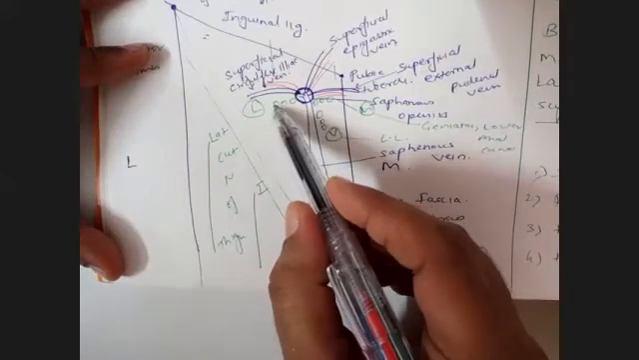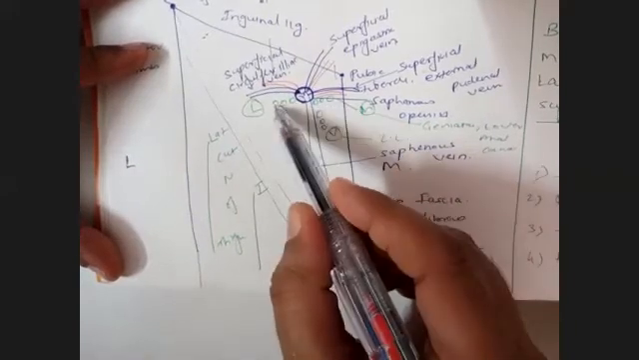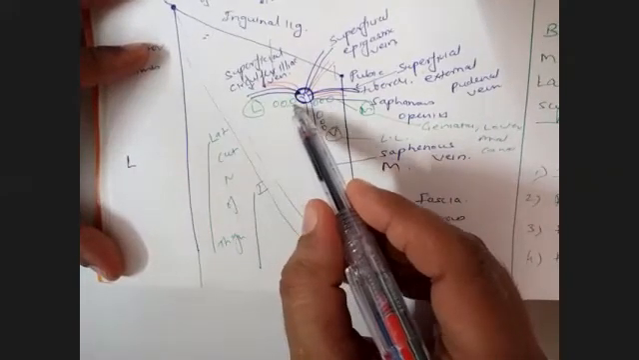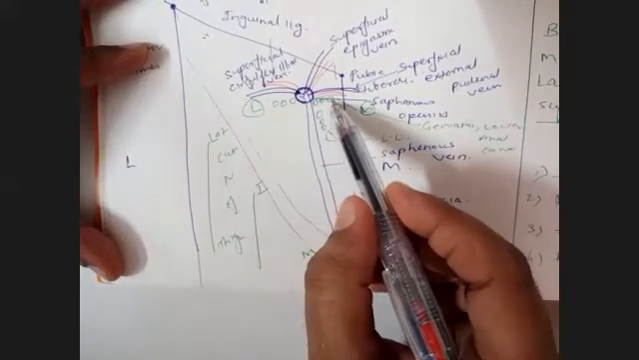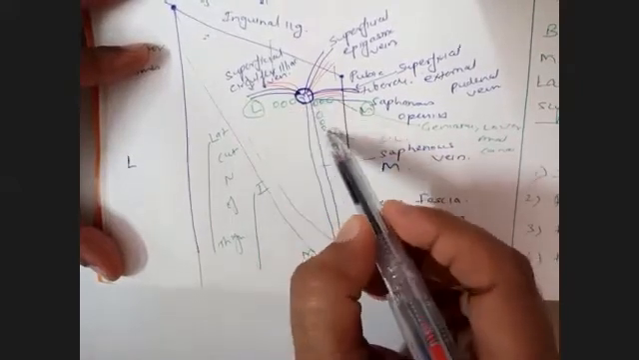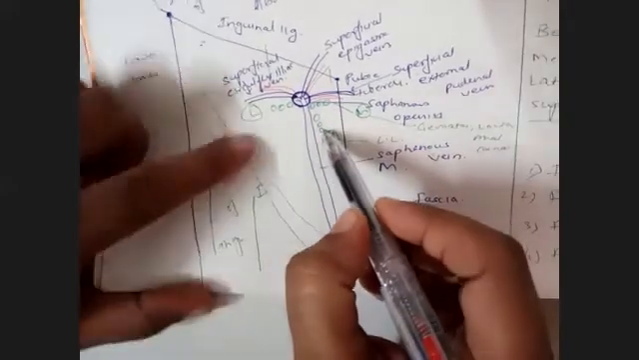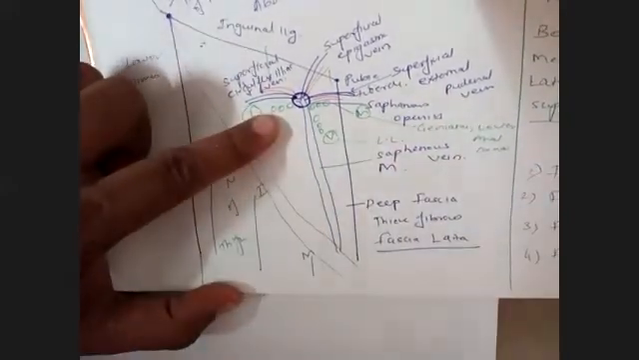Also in the superficial fascia, we see lymph nodes, and they are arranged in a T shape. This is the horizontal part and this is the vertical part. These lymph nodes are called the superficial inguinal lymph nodes.